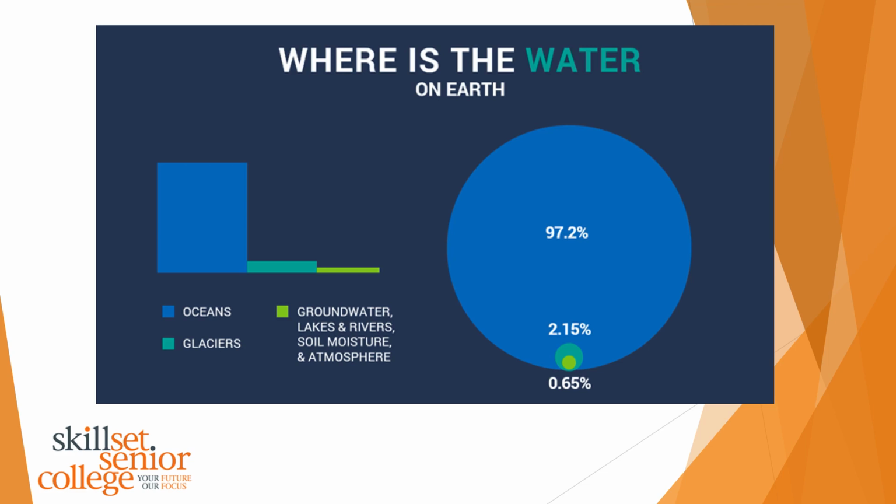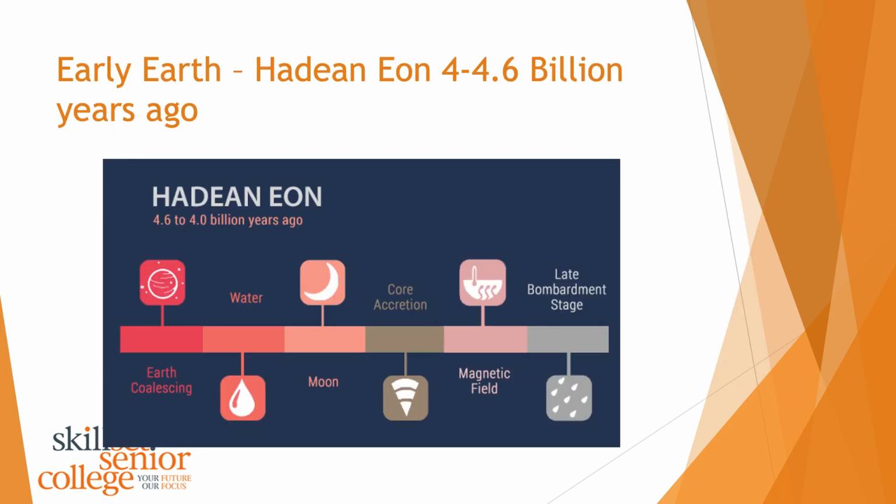Versus if you go to Scotland, we have the opposite problem. We've got too much water. So it depends what part of the world you're in. Some people have more, some people have less. But you can see it's a really precious commodity. Okay, that's how we think water got onto Earth.